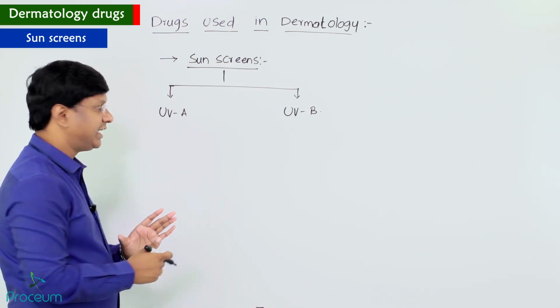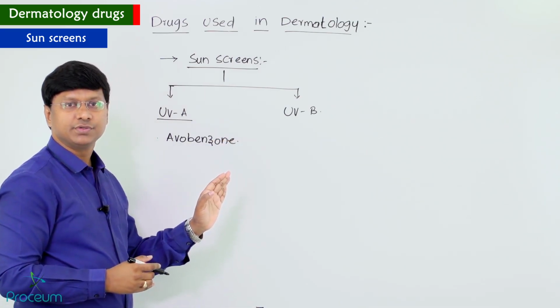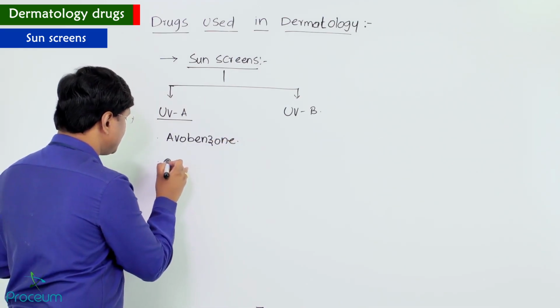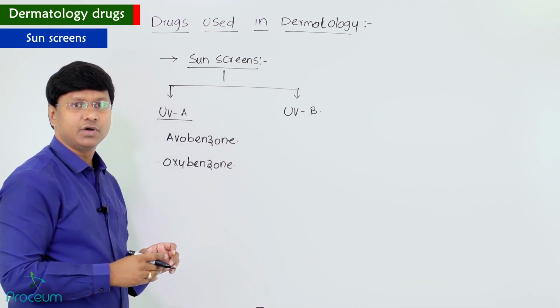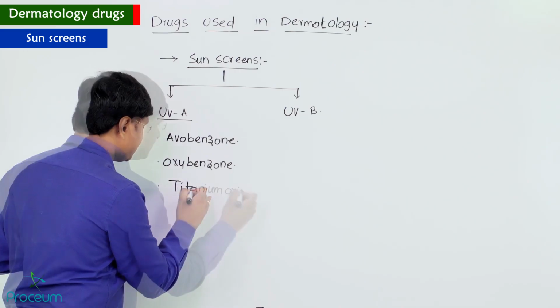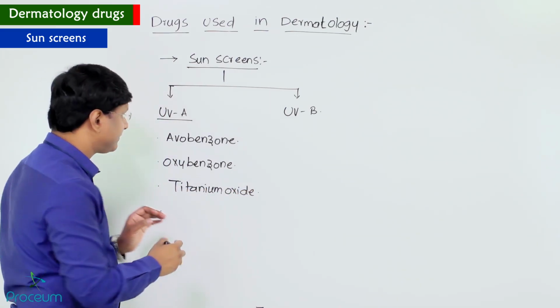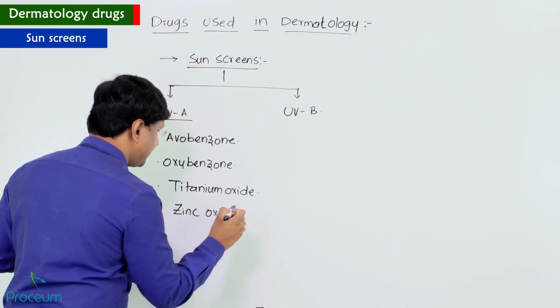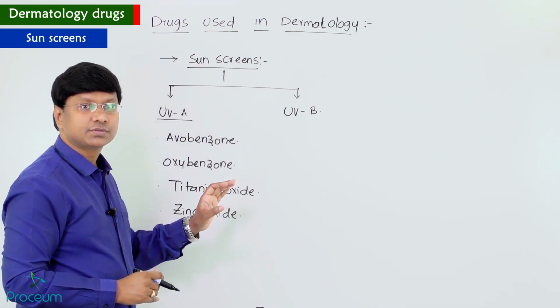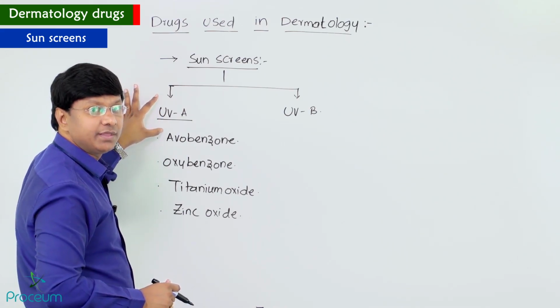They include avobenzone. Next we have oxybenzone. Then we have titanium oxide, and next we have zinc oxide. So these are the sunscreens which are being used against UVA.